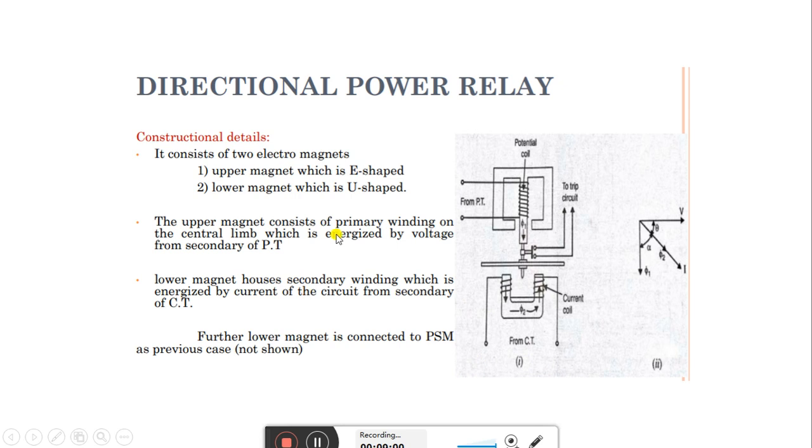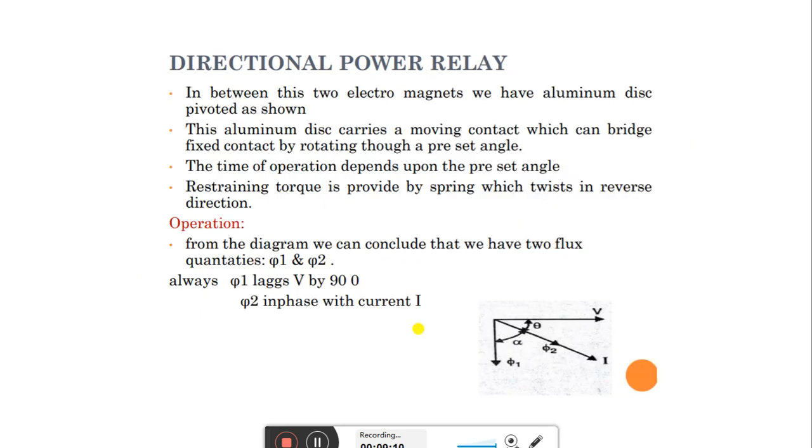So this is the overall construction and operation of this directional power relay. Now what happens if you provide a voltage and current to the directional power relay? In between these two electromagnets we have an aluminum disc pivoted as shown. Already I have discussed, this aluminum disc carries a moving contact which can bridge the fixed contact by rotating through a preset angle.